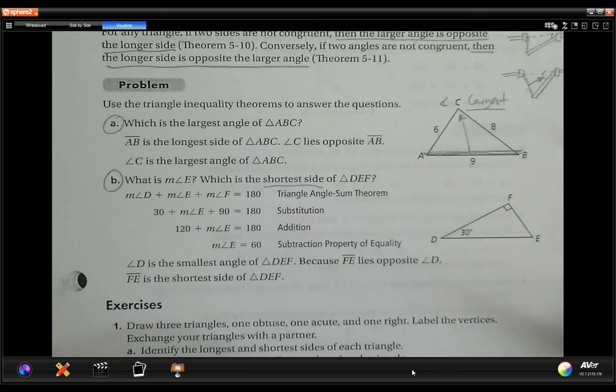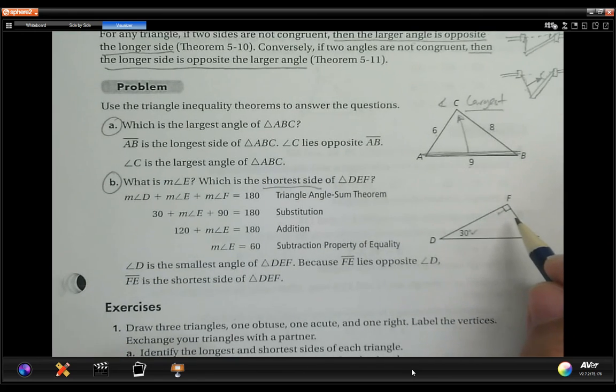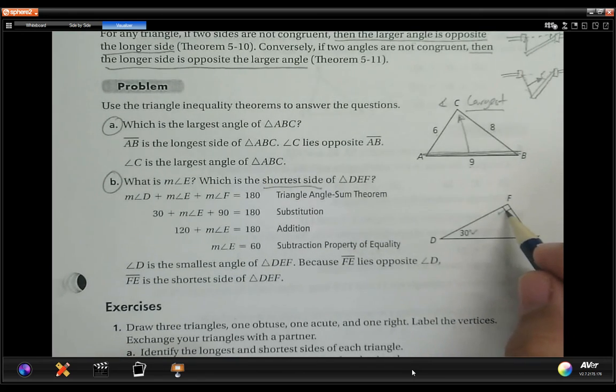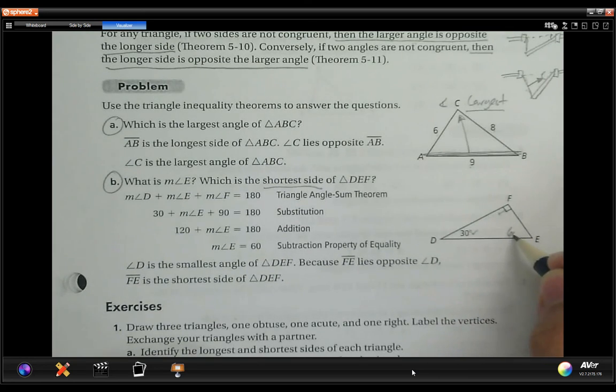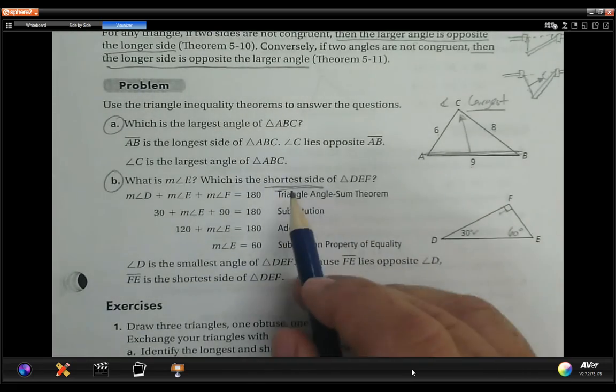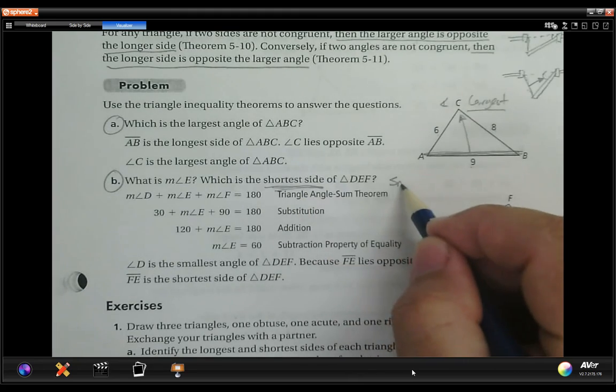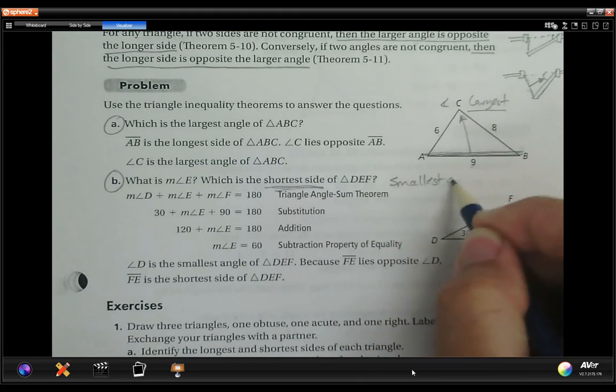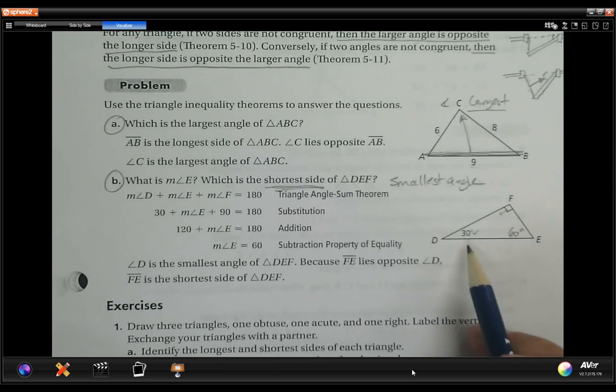Well, we're not given any sides, but we are given the angles, right? I'm given a 30-degree angle here. I'm given a 90-degree angle here, which means that if I take 180 minus 90, that equals 90. 90 minus 30 would mean that this one has to be 60 degrees, right? So now I'm looking for the shortest side. Well, the shortest side is going to be across from the smallest angle, right? So what is the smallest angle in this triangle?